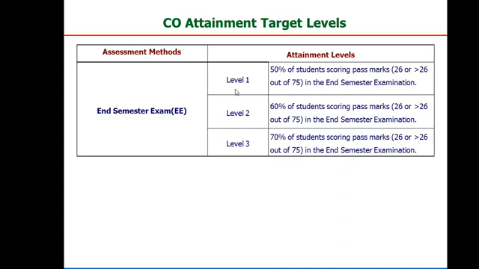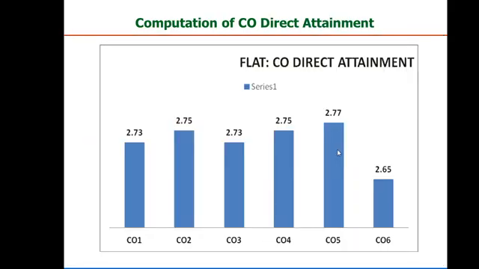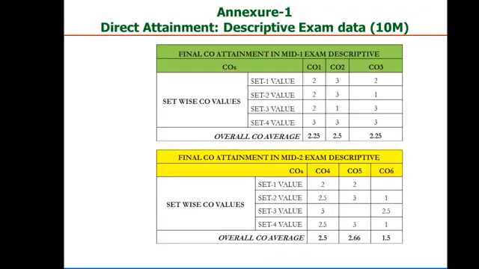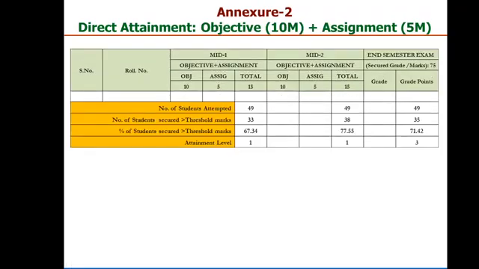See the end exam target levels. If 50% of students scored pass marks, then it is level 1. If 60% of students scored pass marks, level 2. If 70% of students scored pass marks, level 3. There we got more than 70 percentage of students scoring pass marks. So level 3. So the end exam level is 3. This level is common for all the 6 COs. So here it is level 3.